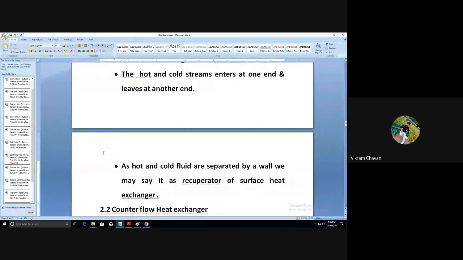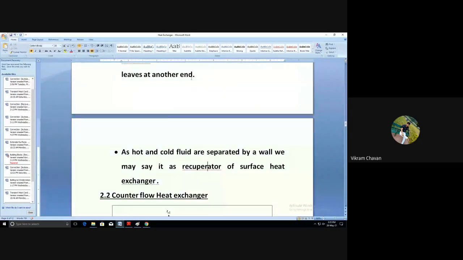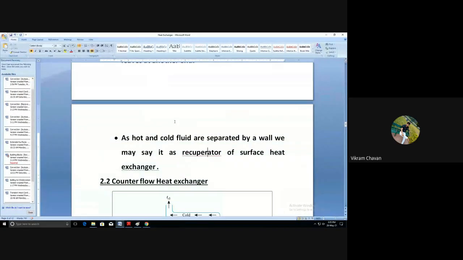Next point: as hot and cold fluids are separated by a wall, we may say it is a recuperator or surface heat exchanger.